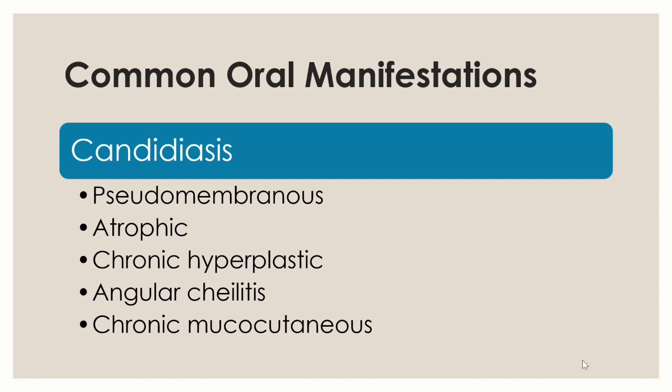The atrophic candidiasis appears clinically as a red lesion, and when located on the tongue, it is usually associated with loss of papillae. So the common locations are the palate and also dorsum of the tongue. Chronic hyperplastic candidiasis shows both red and also white areas and usually presents bilaterally.